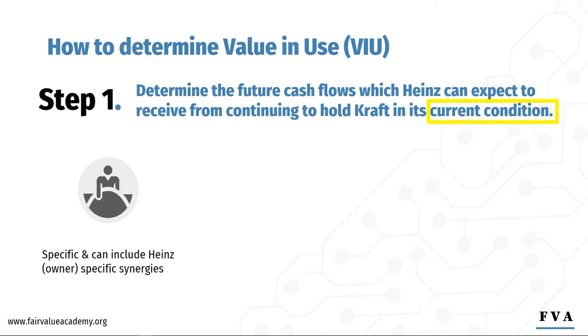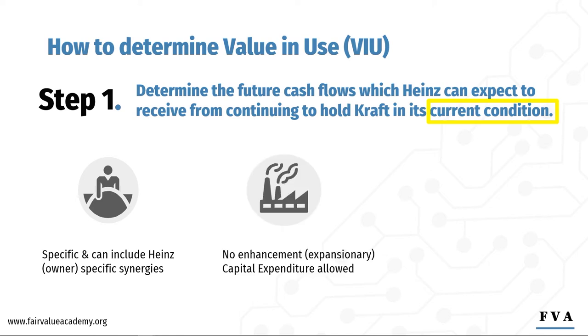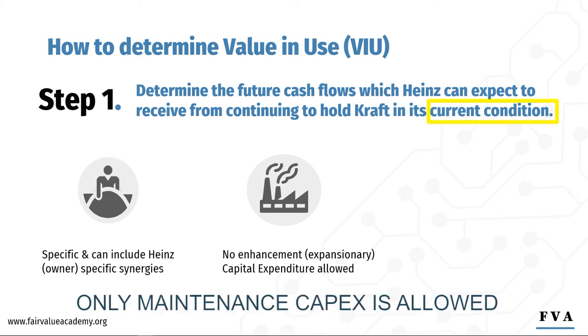What does this mean? This means you are not allowed to improve it. And how do you improve something? By enhancing it. Hence, no enhancement capital expenditures or capital expenditures which are expansionary in nature. For example, investing in a new factory and increasing manufacturing capacity is not allowed under VIU basis. Therefore, under VIU, you are not allowed to improve the asset. You're not allowed to make any investments. So no enhancement capital expenditures and no capital expenditures which are expansionary in nature.